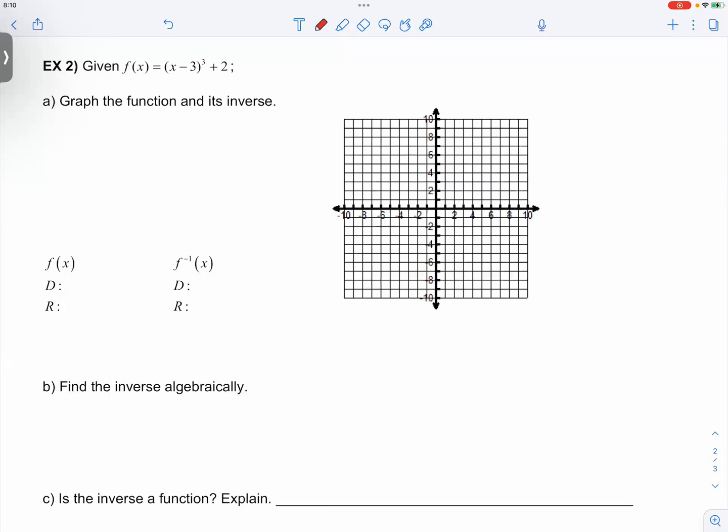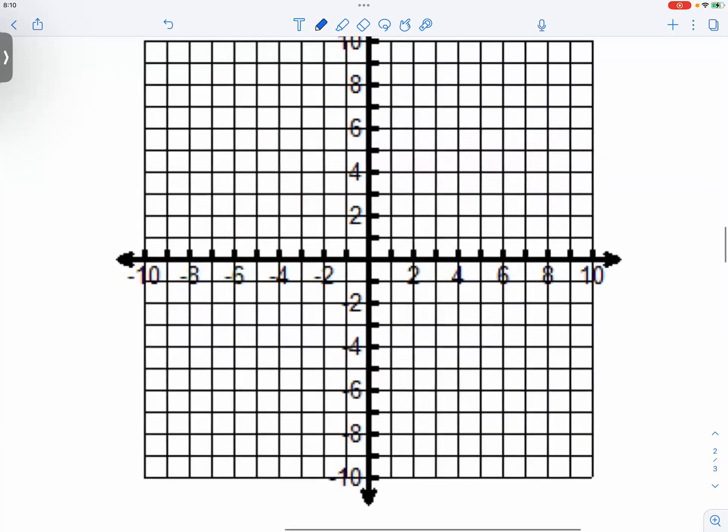So as a little review, since we're going to have a quiz tomorrow, this is a cubic function that I would expect you know how to graph. You can see that this is moving to the right 3 units and up 2 units. So my first point is going to be right about here.